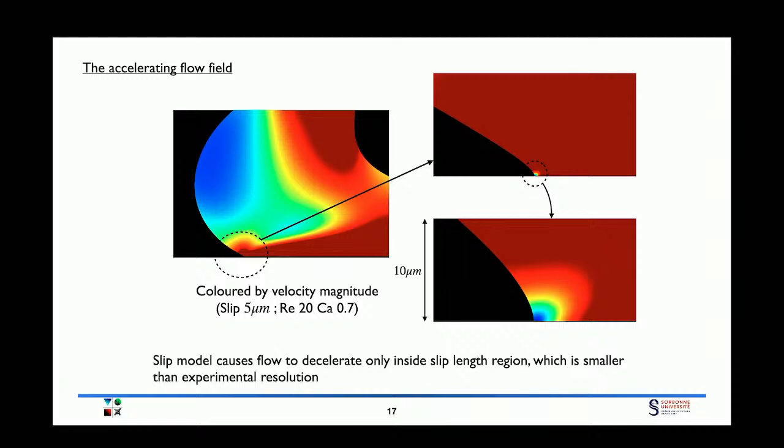So we look at our simulation to see what really happens. In our simulation, colored by the speed, the velocity magnitude, we also see this fan, which means that the flow is actually accelerating around the contact line, and only when we zoom in sufficiently, only inside the slip length, the flow decreases, the velocity decreases and reaches 0.